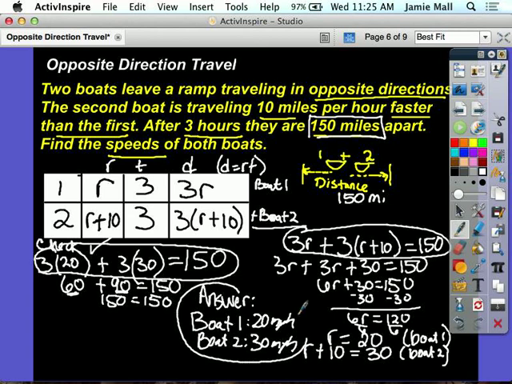The biggest difference between opposite direction travel problems and the previous 2 problems, same direction and round trip travel, is that we add the 2 distances. So it's not saying that one distance is equal to the other. We're going to add the 2 distances, and that's the main difference.